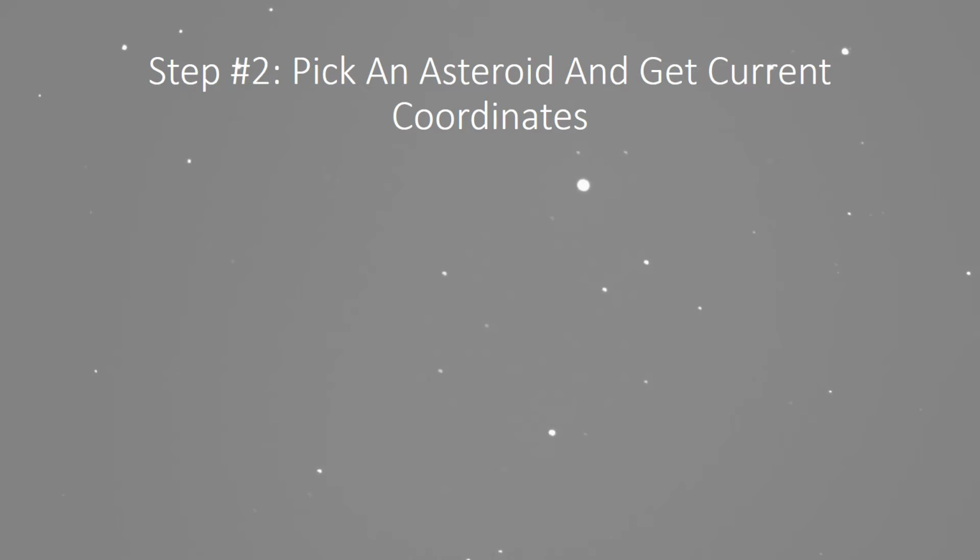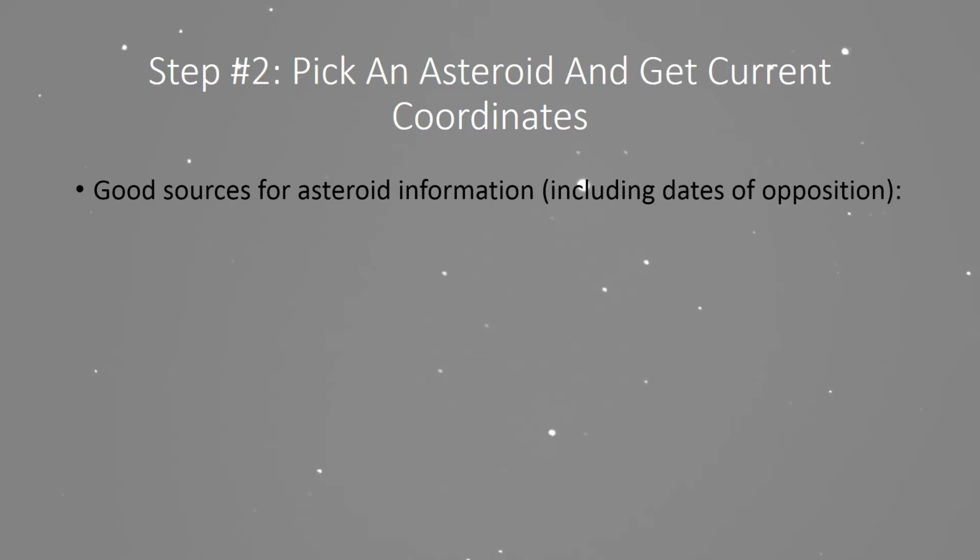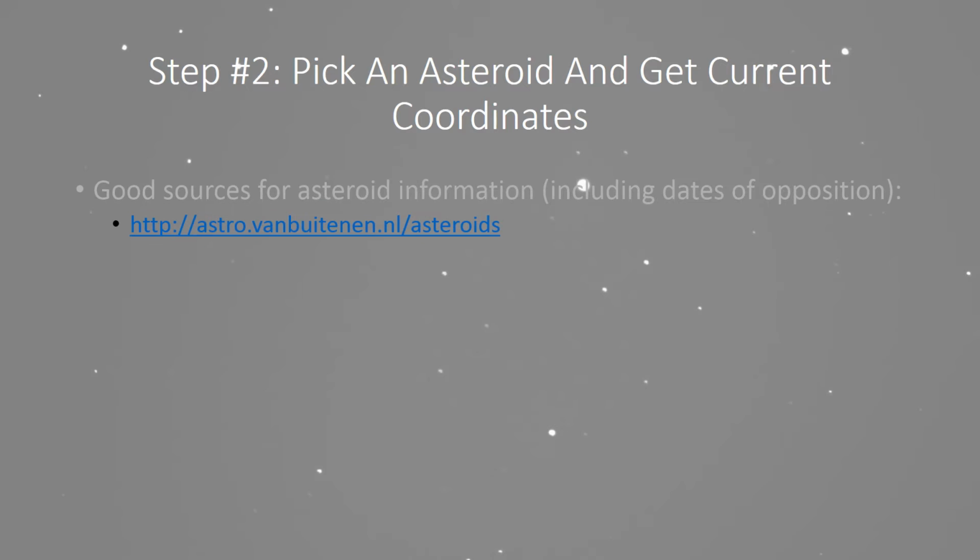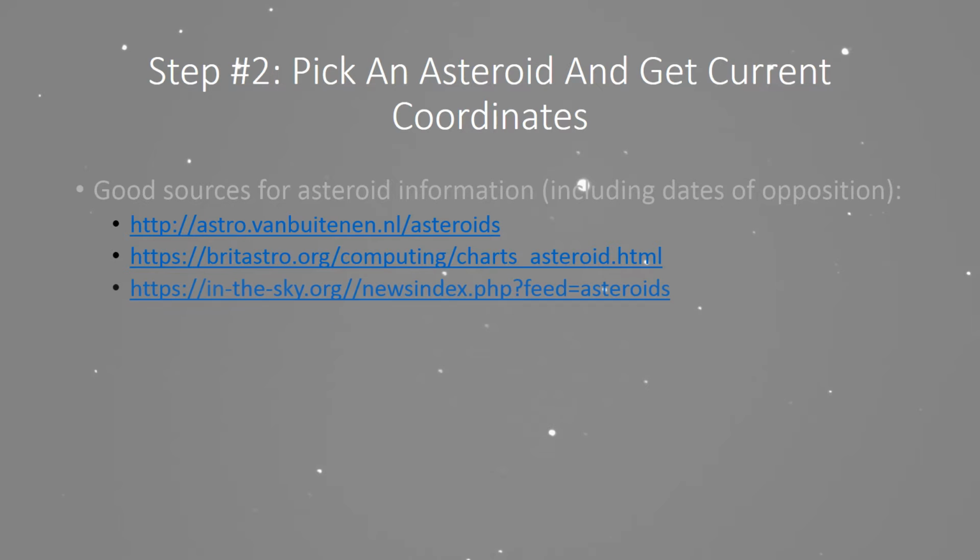Here are some good sources for asteroid information, including dates of opposition. There's the Astro Van Buitenen site, the BritAstro site, and inthesky.org.